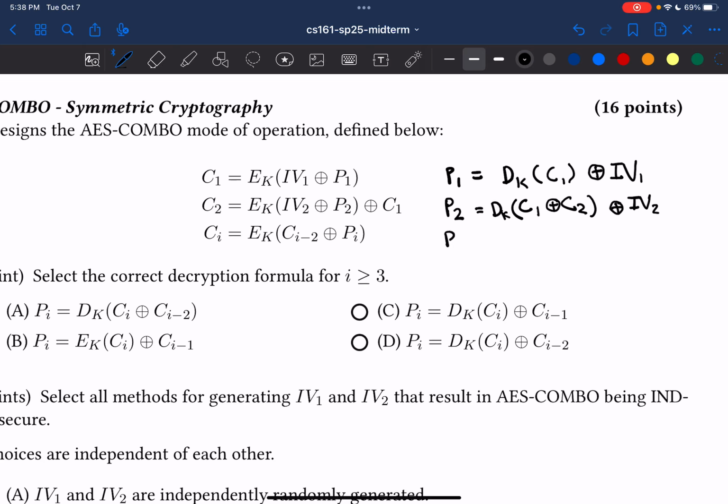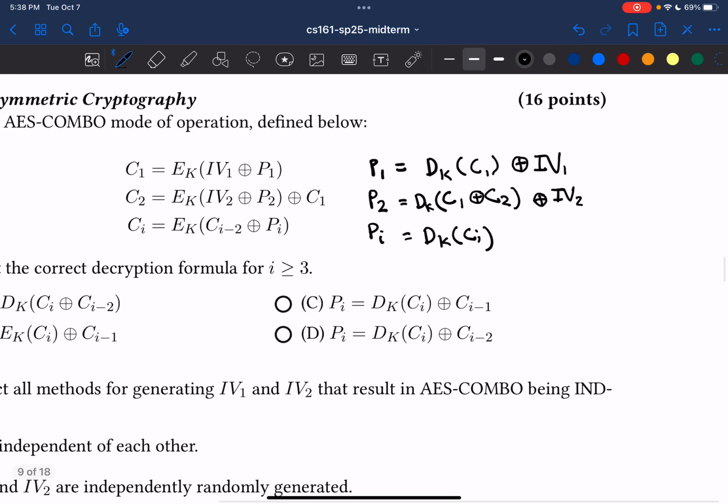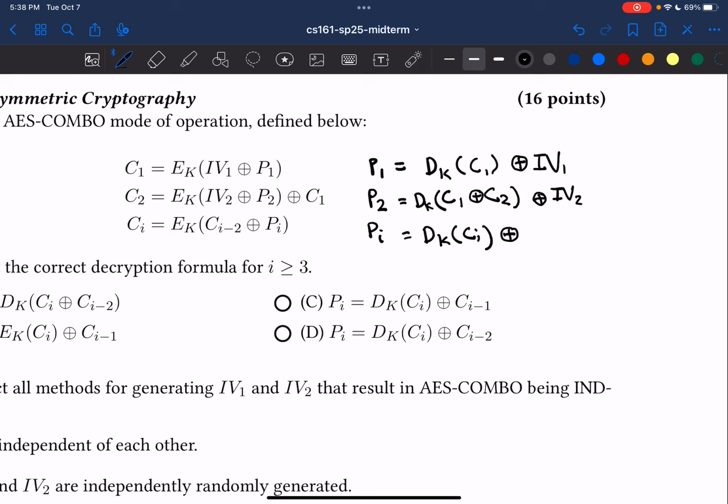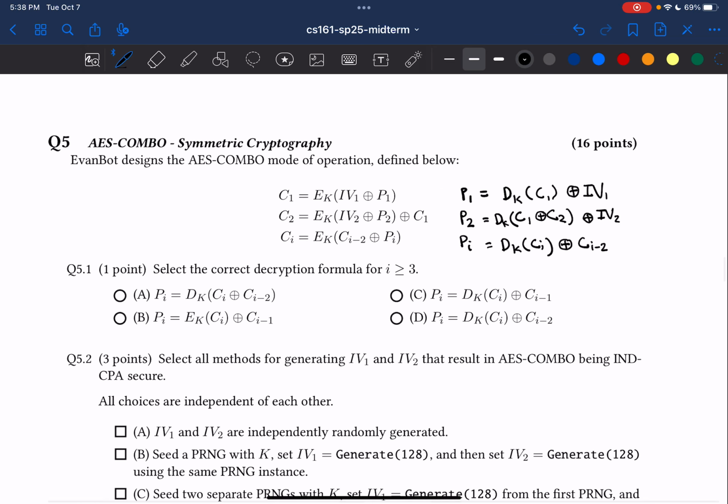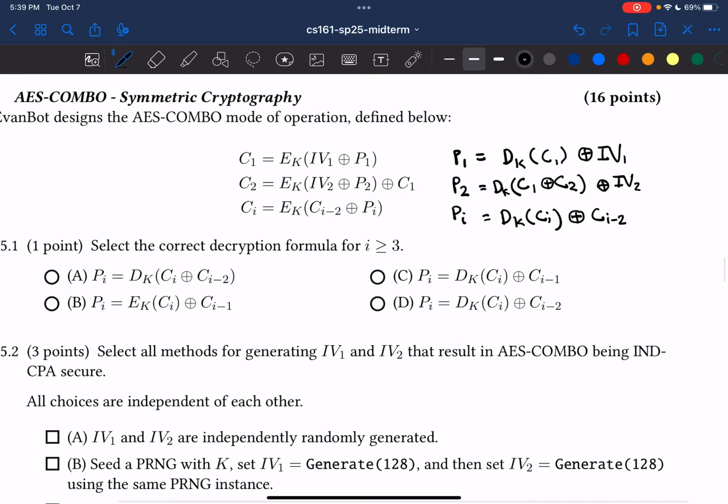So let's do that. P of i equals the decryption of C of i, which will give us the inside. So that's inside over here. And we're going to need to XOR it with C of i minus 2. So that is our decryption formulas for all values of i. For the first part, we want the one for i greater than or equal to 3, which is the third part over here, which would be answer choice D.